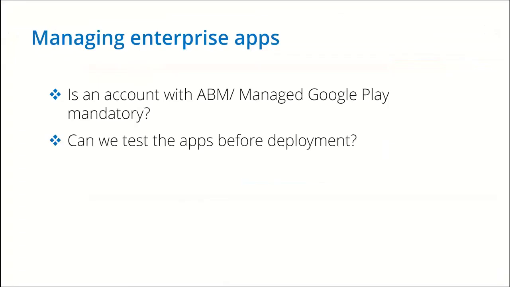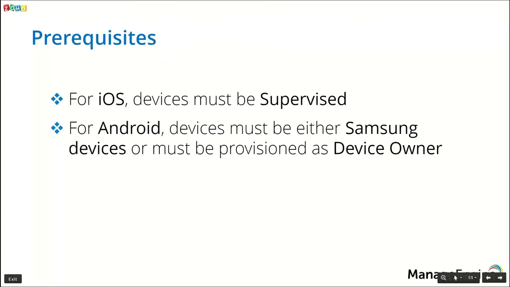Now that it is loading, let me tell you the prerequisites for managing the enterprise application via MDM. For iOS, the devices should be supervised. That is, the devices should be enrolled as a corporate device. You can check what is a supervised device and non-supervised device in the previous session video. And for Android, it should either be a Samsung device, or in case of non-Samsung devices, it should be provisioned as a device owner device.